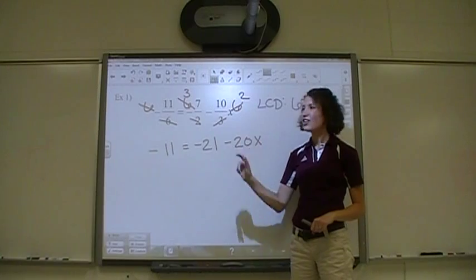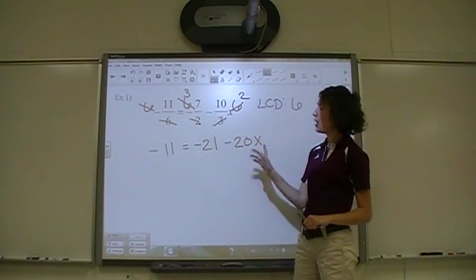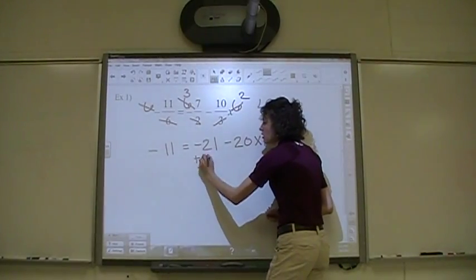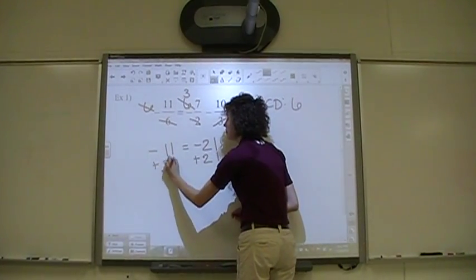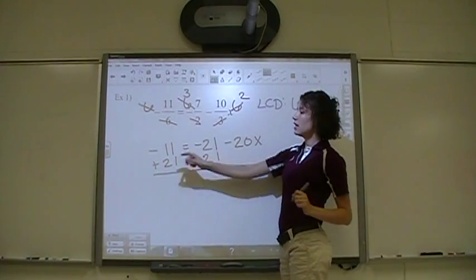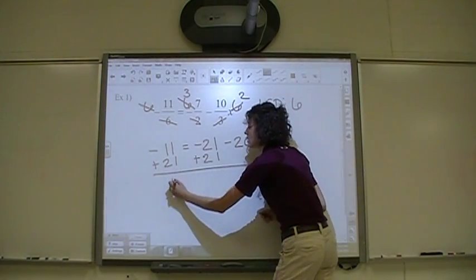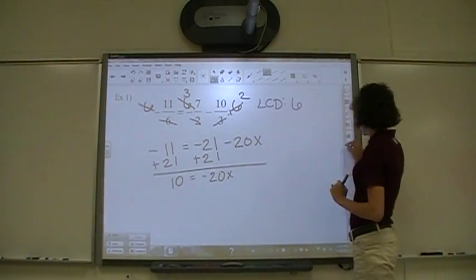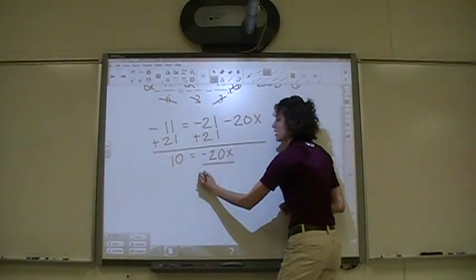Now, just like that, look at how easy this is. Alright, so from there, we have a really easy problem. You want to add 21 to both sides. Negative 11 plus 21 gives me a positive 10 equals negative 20x. Now from there, just divide by negative 20.